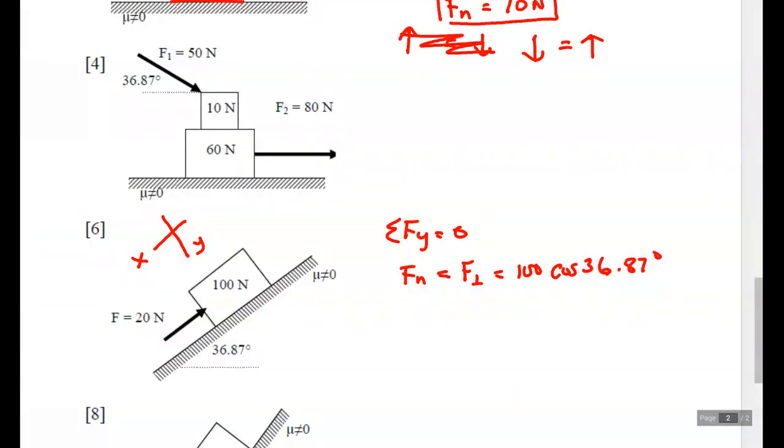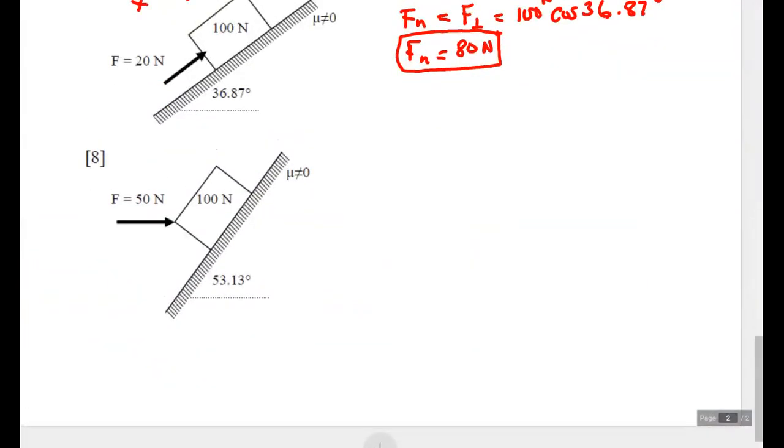36.87 degrees. That's newtons. So the normal force equals 80 newtons, I think that is. 80, yep, newtons. So that's my normal force. All right, let's go to another one. Let's go to this one over here. This one's an interesting one.